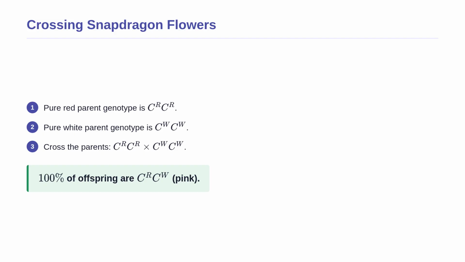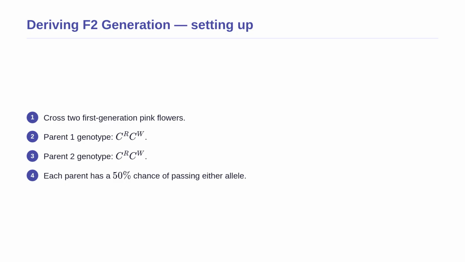We assign C superscript R for red and C superscript W for white. The pure red parent can only give the red allele, and the pure white parent can only give the white allele. Therefore, every single offspring receives one of each, resulting in a completely pink flower. So, we have successfully found the first generation.